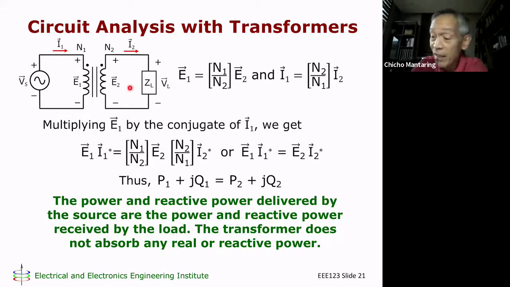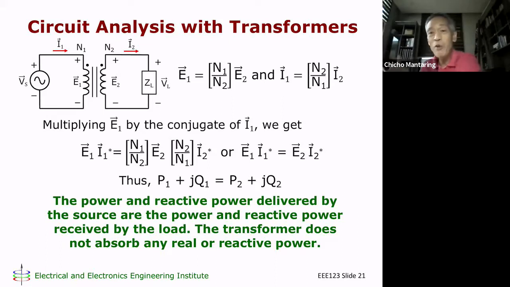The job of the transformer is just to transfer whatever it receives from the source to the load. If this is an ideal transformer, it does not absorb any real or reactive power. In other words, whatever it receives, it just passes on. It's just a conduit. It keeps nothing for itself. Whatever comes in, it puts out. So the power it receives, it gives to the load. The reactive power it receives, it gives to the load. That is your ideal transformer.